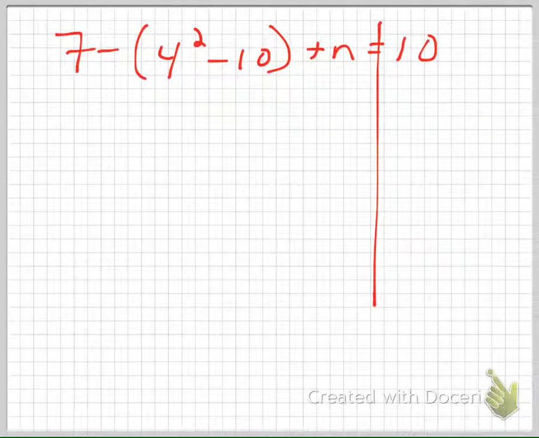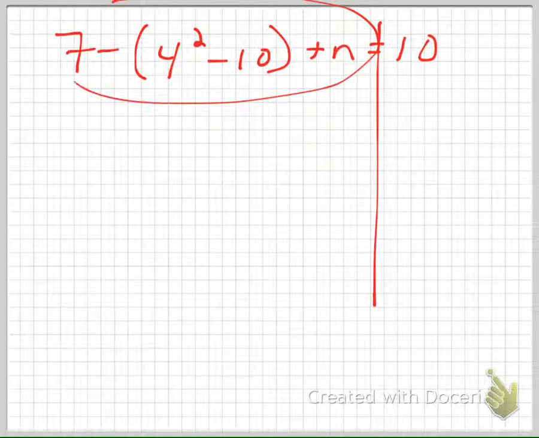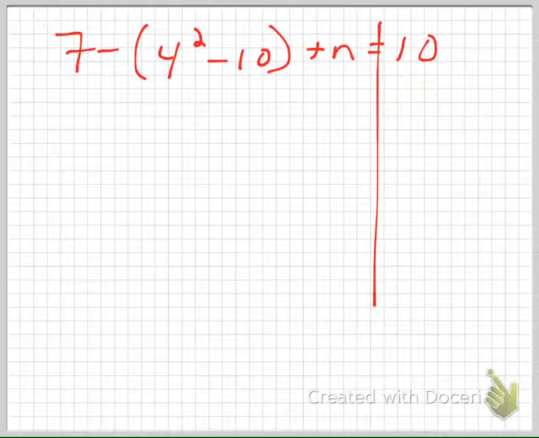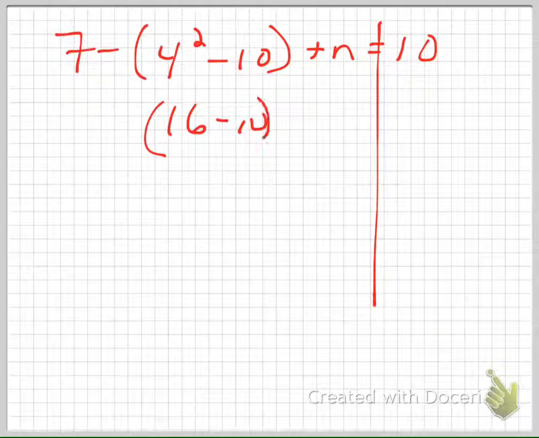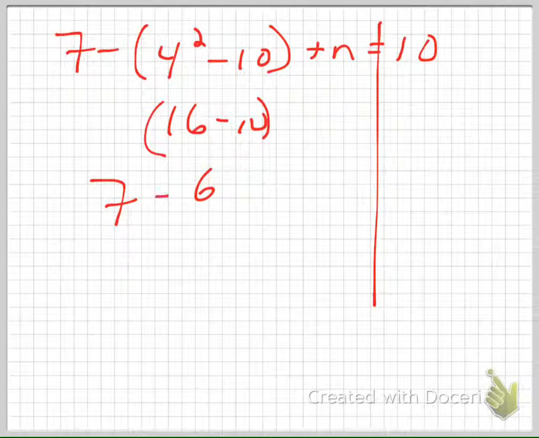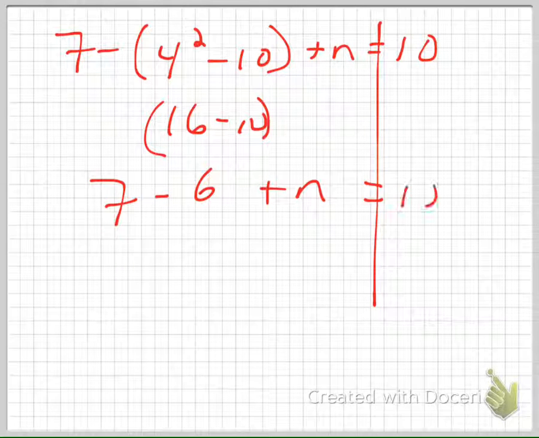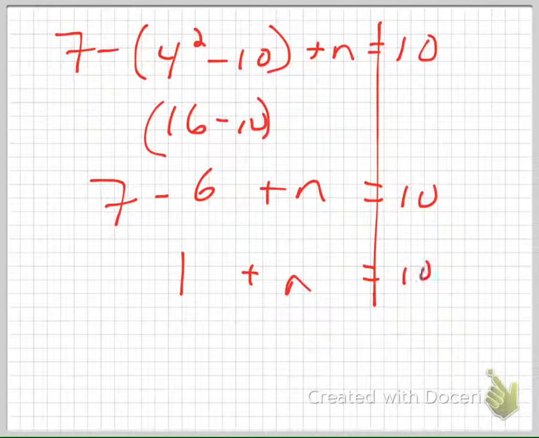Obviously, that is simplified, right? But we have to deal with this. Let's simplify that. What can I do on this side to make it look a lot better? Well, let's do the order of operations, right? What is 4 squared? 16 minus 10 is 6. So I have 7 minus 6 plus n equals 10. 7 minus 6 is 1. 1 plus n equals 10.